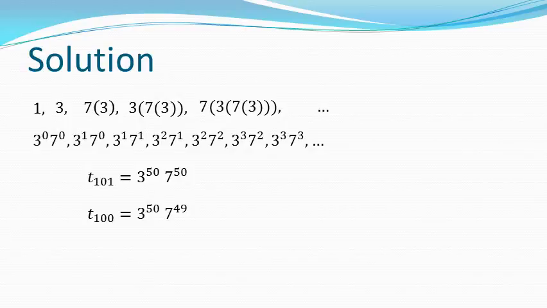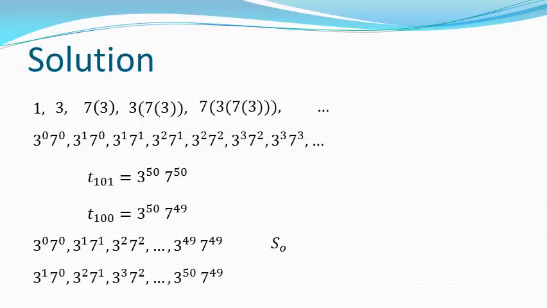Now if we separate the terms into even positioned and odd positioned terms, we will find that all the terms in the odd position would be given by this series. Let us call this series S_O. Now we can see that this is a geometric progression with the first term as 1 and the common ratio as 21. Similarly, the even position terms can be written down, and this is also a GP with the first term as 3 and the common ratio as 21. Let us call this S_E.